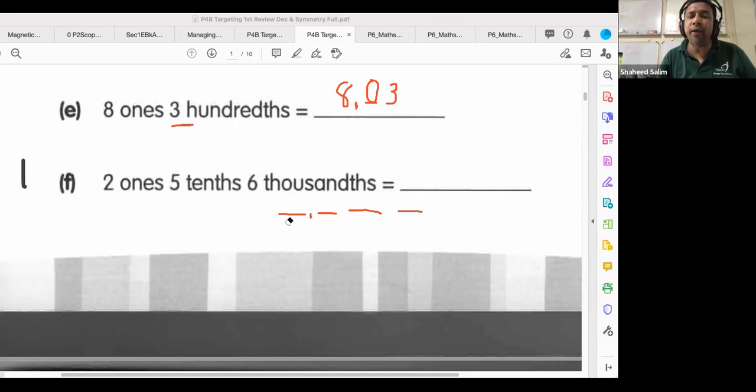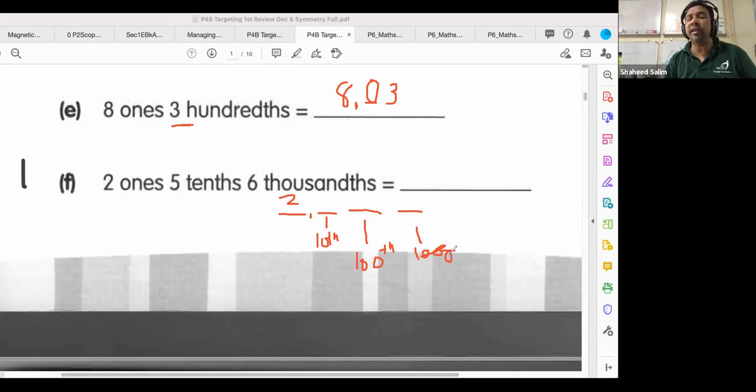So you need to identify where the ones is. The ones is always to the left of the dot. I repeat, the ones is always to the left of the dot. This is the dot. To the left of it, there's the ones. Put 2 down here. So beside the ones is what? Is the tenth with a TH. And beside it is the hundredth with a TH. And beside it is the thousandth with a TH.